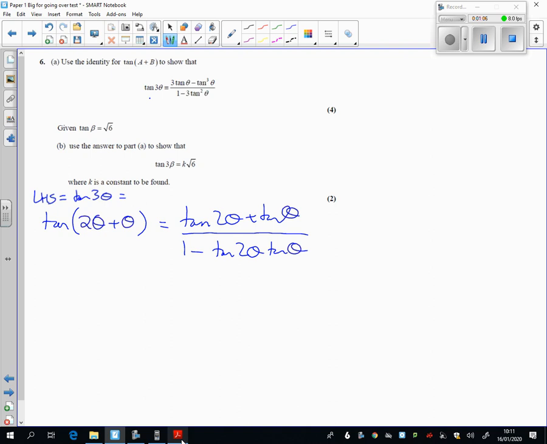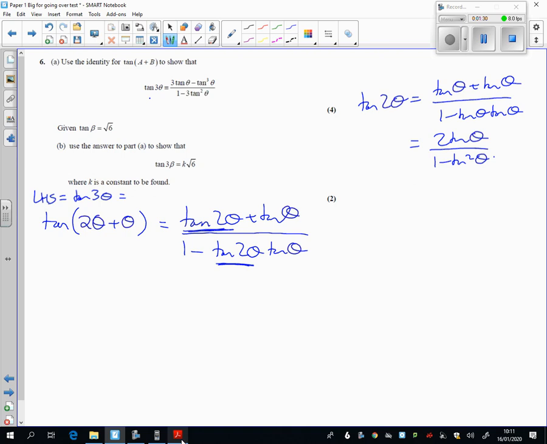But now we're going to use the formula again to split up the tan 2 theta. Should we do that separately? So tan 2 theta is equal to tan theta plus tan theta over 1 minus tan theta tan theta, which is 2 tan theta over 1 minus tan squared theta. That's the double angle formula. If you remembered it, you could have put it straight in. So let's write this in here. I've got 2 tan theta over 1 minus tan squared theta, plus a tan theta.